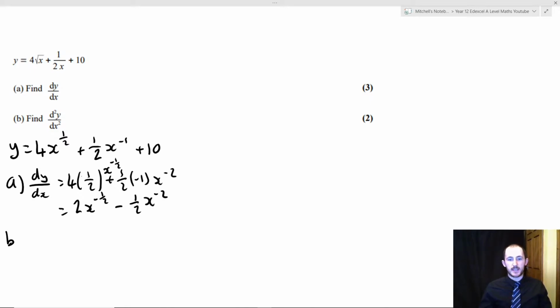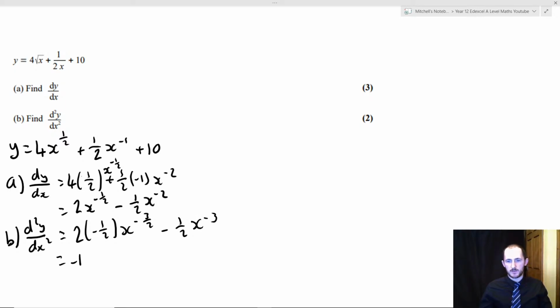And then for part B we're just taking the second order differential, so doing the exact same thing again. So that's 2 minus a half x to the minus 3 over 2 minus a half x to the minus 3, so that becomes minus 1 x to the minus 3 over 2.